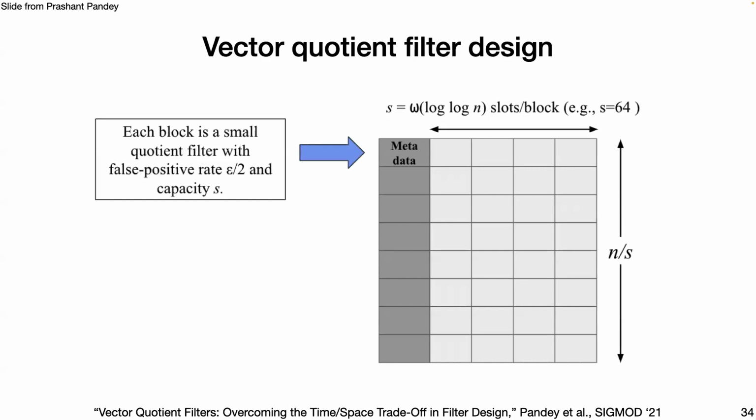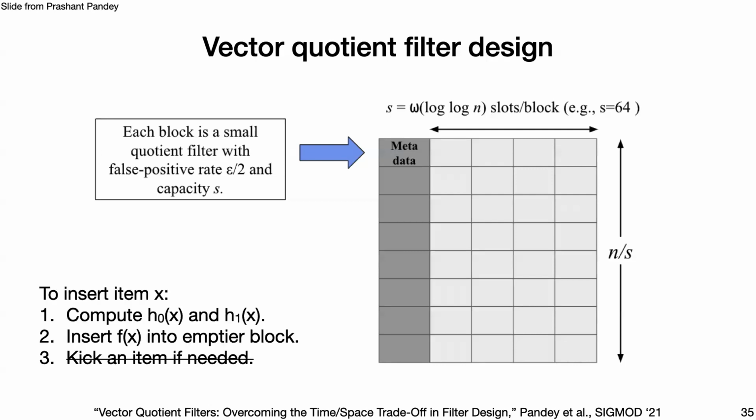To resolve this issue, you can imagine an initial design where this is just an array, like in a regular cuckoo filter. But as a secondary design, they add a small quotient filter in each of these blocks, where each block is a quotient filter with false positive rate epsilon over 2 and capacity s, where s is like 64. To insert an item, the top level is the same as cuckoo hashing. You compute these two hashes, you insert f of x into the emptier one, and they get rid of this kicking.